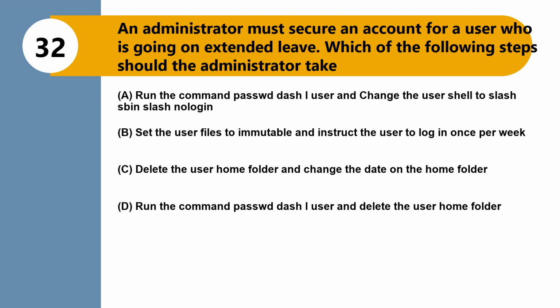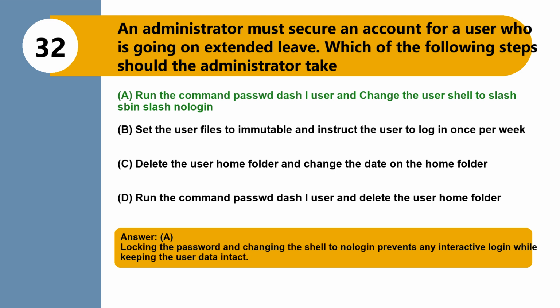Question 32. An administrator must secure an account for a user who is going on extended leave. Which of the following steps should the administrator take? Option A, run the command passwd -l user and change the user shell to /sbin/nologin. Option B, set the user files to immutable and instruct the user to log in once per week. Option C, delete the user home folder and change the date on the home folder. Option D, run the command passwd -l user and delete the user home folder. The correct answer is option A, run the command passwd -l user and change the user shell to /sbin/nologin. Locking the password and changing the shell to nologin prevents any interactive login while keeping the user data intact.